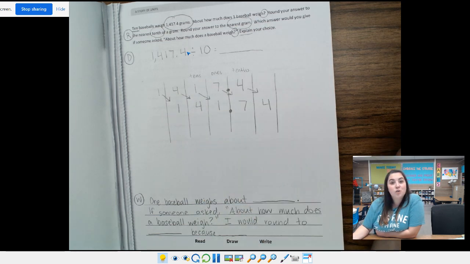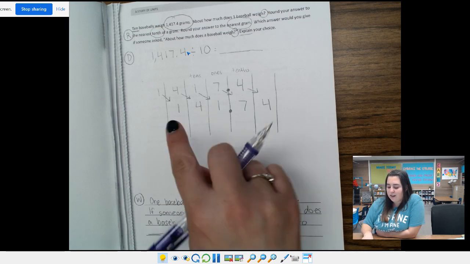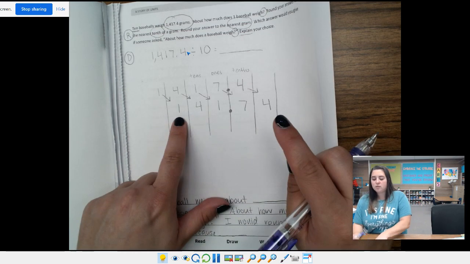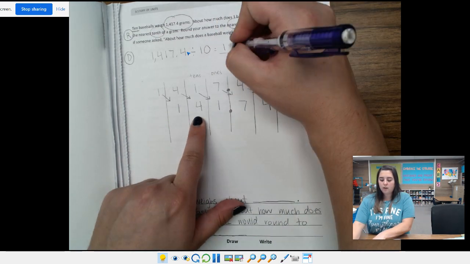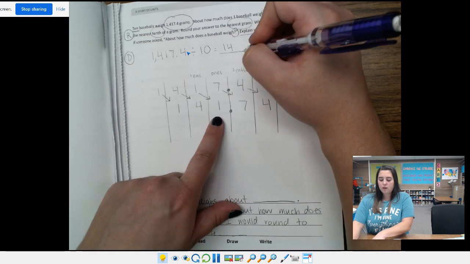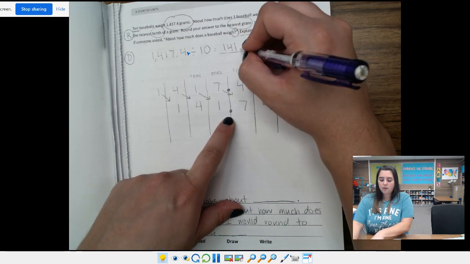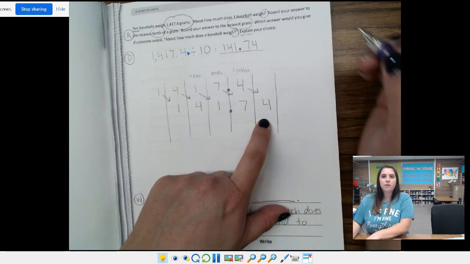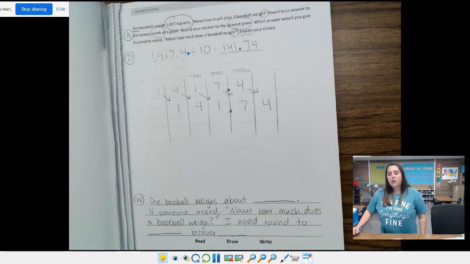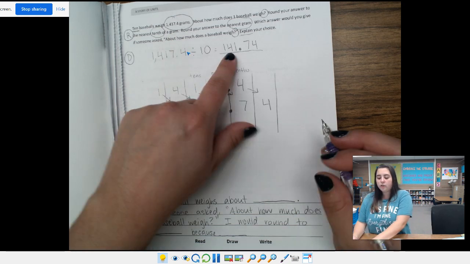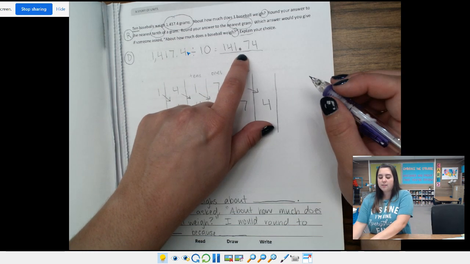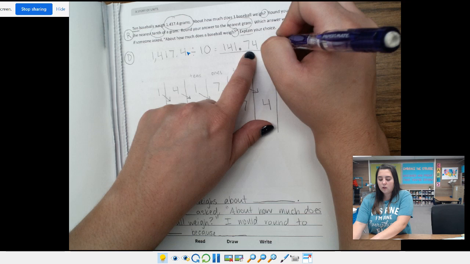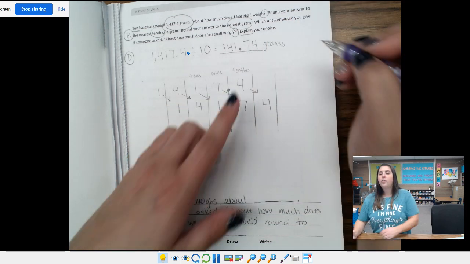Do you remember doing this? So now what does this number look like? So I have 1, then a 4, then a 1, then my decimal, then my 7, then my 4. So one baseball weighs 141 and 74 hundredths of a gram.